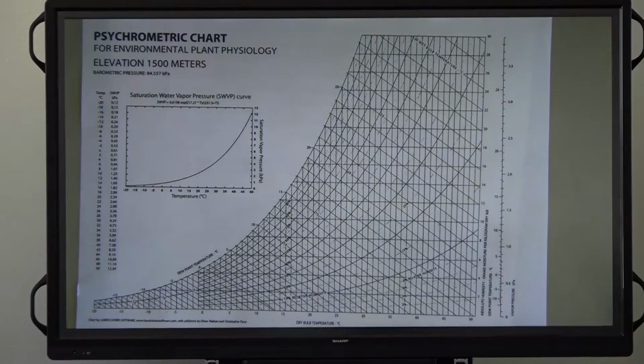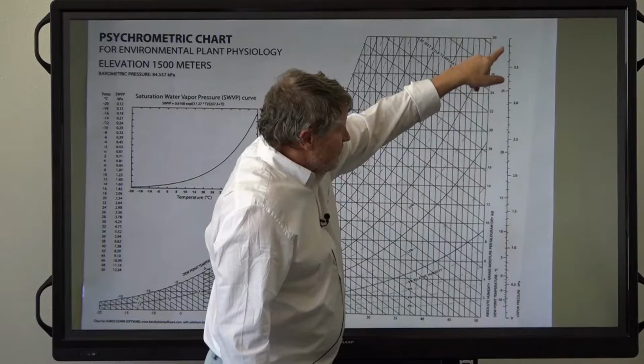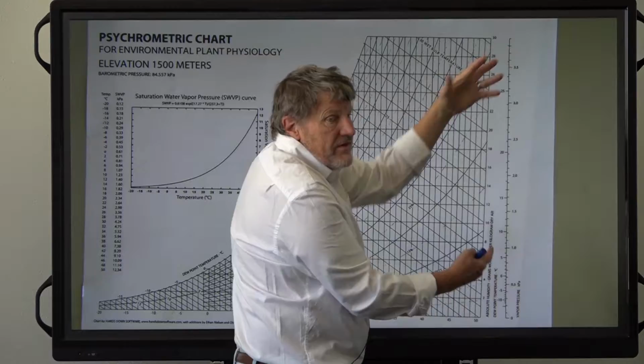Over here, in addition to grams per kilogram, which is intuitive, is vapor pressure. And that goes from zero, and this chart's 3.5, 4, and this has units of kilopascals. So a vapor pressure difference would be the top number minus the bottom number. That's the amount of water in the air expressed as a vapor pressure.